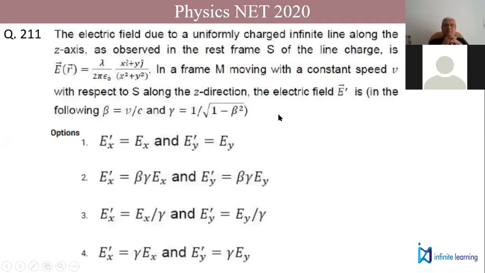So this is the problem. It says your electric field due to a uniformly charged infinite line along the z-axis, in the rest frame of the line, is given by this expression. If you go into a frame which is moving with constant speed v with respect to S along the z direction, what would happen to the electric field?